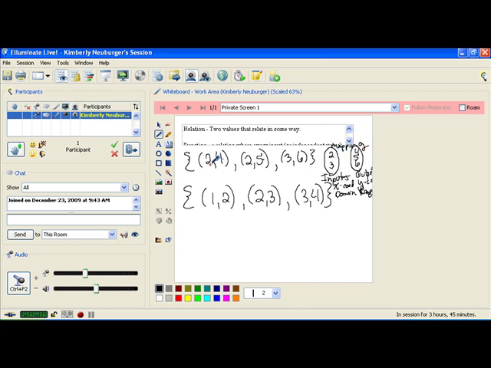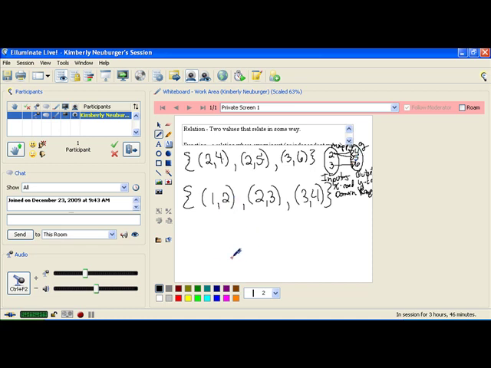Now, since the 2 matches up with a 4, I draw an arrow from 2 to 4. Since it also maps to 5, I draw an arrow from 2 to 5. And then 3 maps to 6, so I draw an arrow from 3 to 6. And that's the mapping for our first set of values.